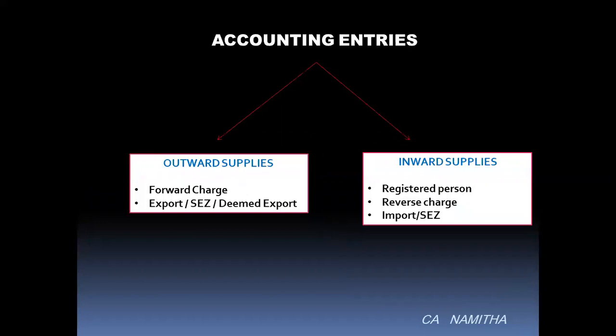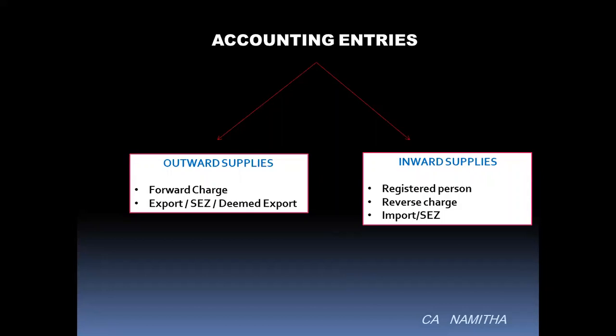Accounting treatment under GST is basically based on the nature of supply, which can be broadly classified into two types, that is outward supplies and inward supplies. Inward and outward supplies include both domestic supplies as well as import or export and cess supplies. In case of some specific inward supplies, the recipient is required to pay tax under reverse charge mechanism, that is RCM.